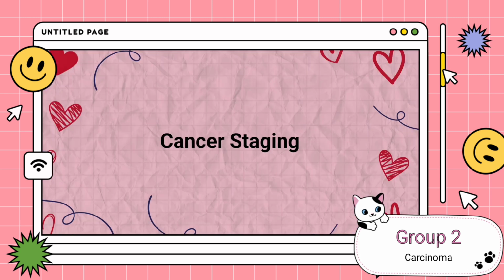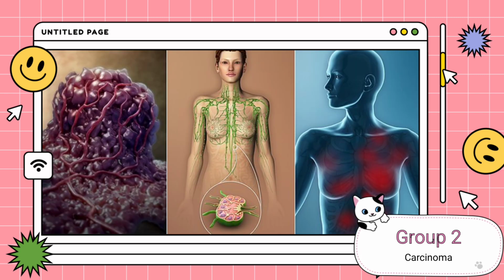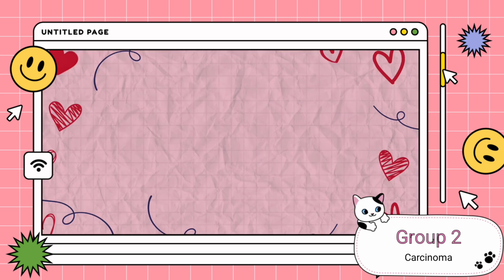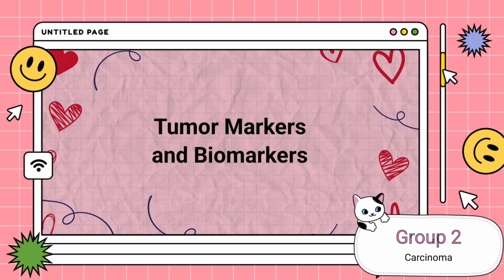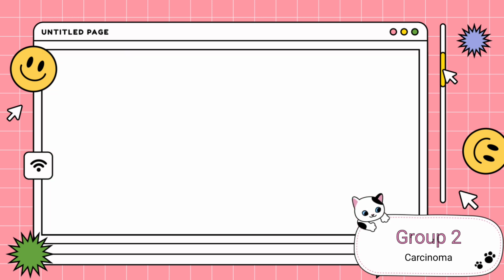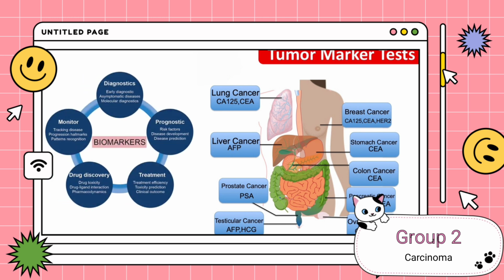Cancer staging. Cancer staging documents a tumor size, lymph node spread, and spread to other parts of the body. Stages range from 0, in situ, to 4, metastatic. Tumor markers and biomarkers. Tumor markers are substances found in the body produced by either cancer cells or healthy cells in response to cancer. Common tumor markers include CA125, CEA, PSA, AFP, and HCG.